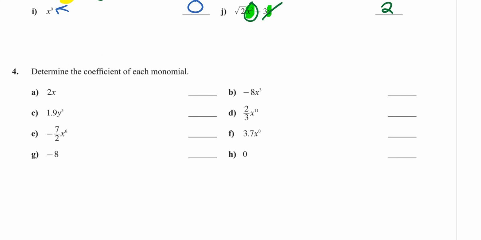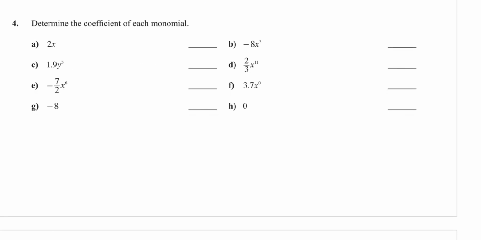All right, let's move on to question number 4 here. Determine the coefficient of each monomial. All right, so monomial, this just means one term. And these are all going to be polynomials because monomials are also polynomials. All right, coefficient is basically the number in front of the variable, and that's it.